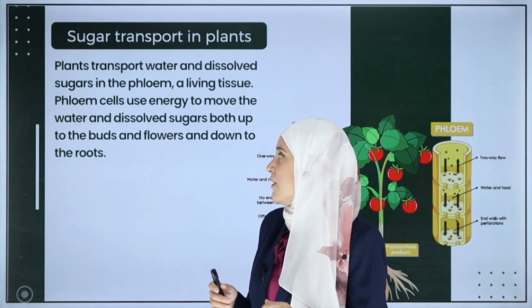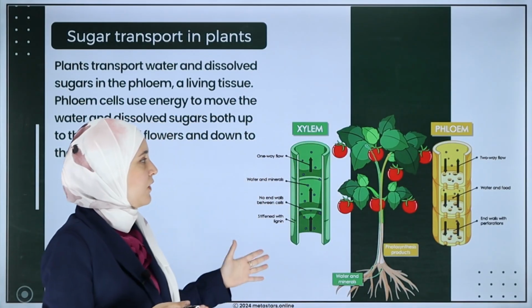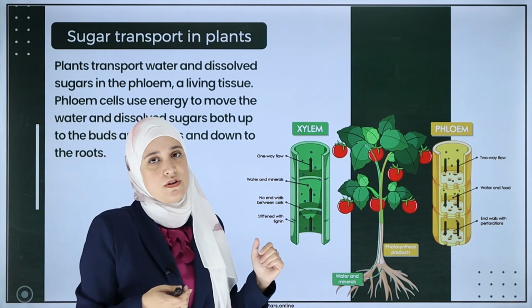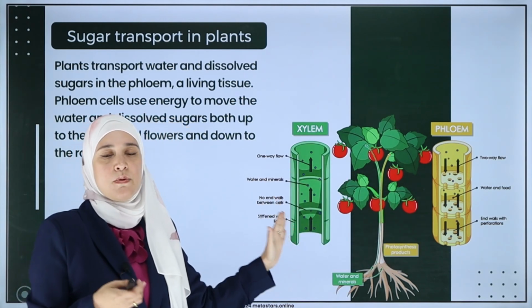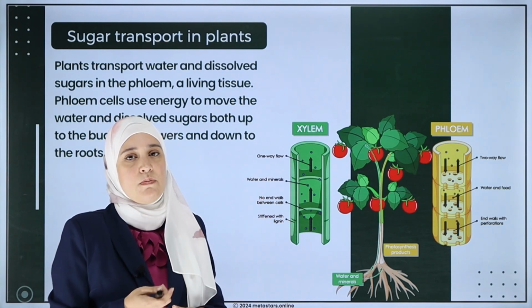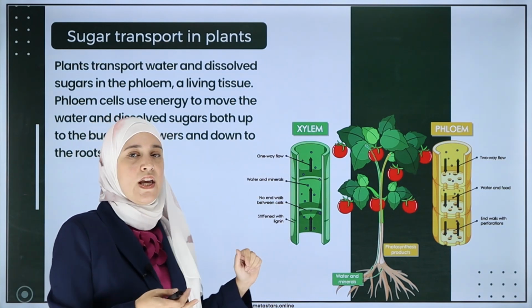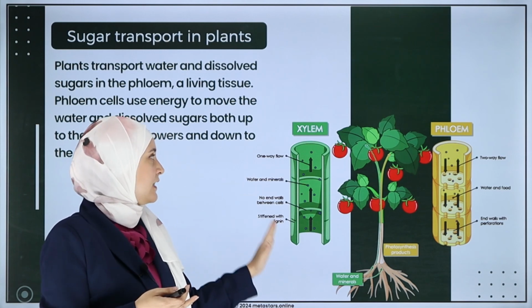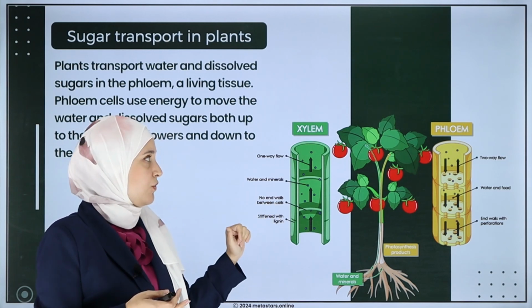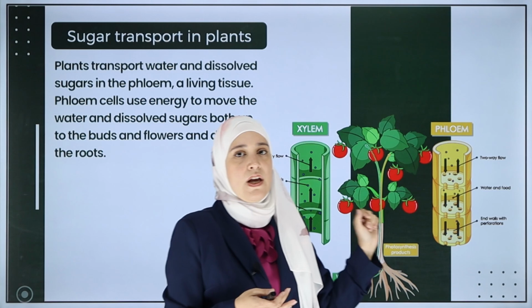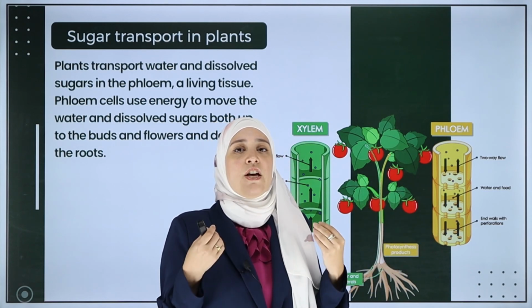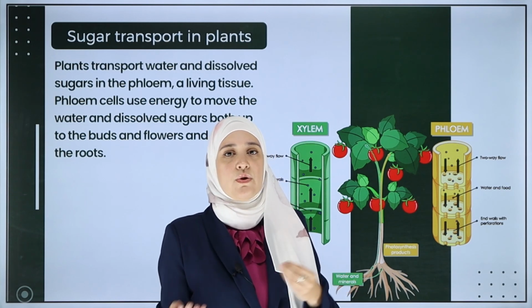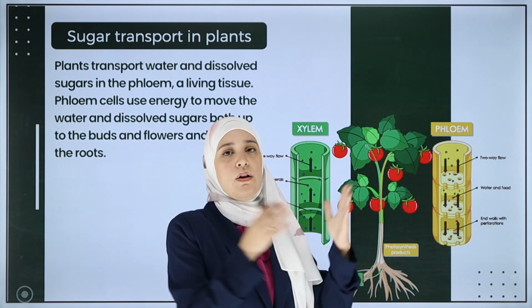So let's start together by trying to remember the two different transport systems in the plant. We have xylem and phloem. Xylem is responsible for transporting only water and minerals, in only one direction through the plant, and it's made of dead tissue. Otherwise, the phloem is made of living tissue and it's responsible for transporting sugary fluid, which is glucose plus fluid, all over the plant.